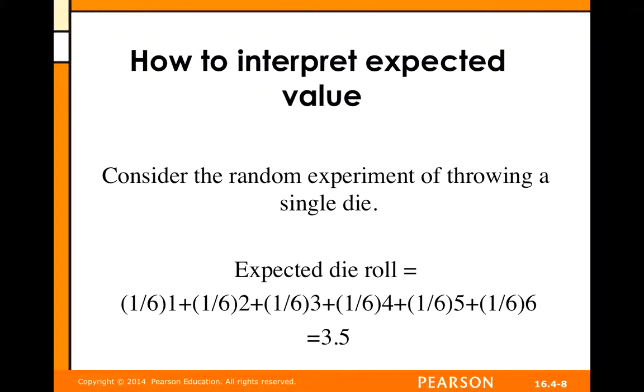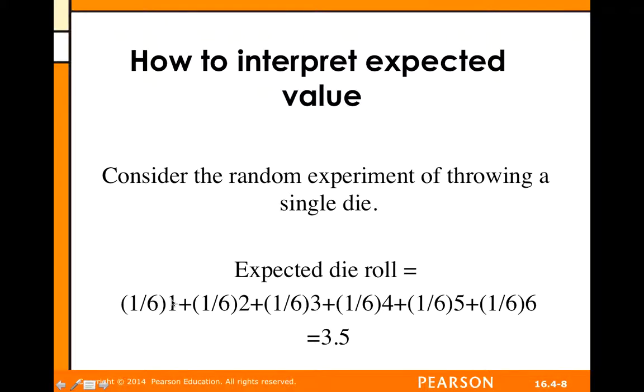Okay. So I want to do one more example, and I want to really hit home what expected value means. So consider the random experiment of throwing just one die. When you throw a single die, there are 6 options. You can roll 1, you can roll a 2, 3, 4, 5, or 6. Each of those options is equally likely.